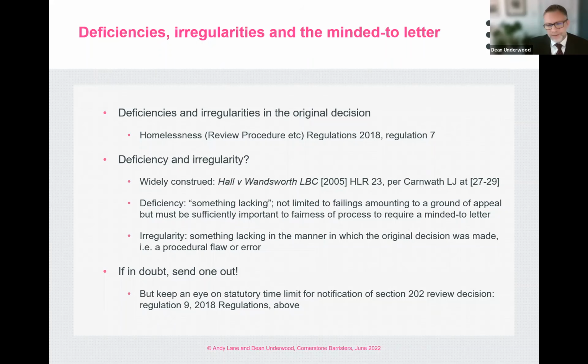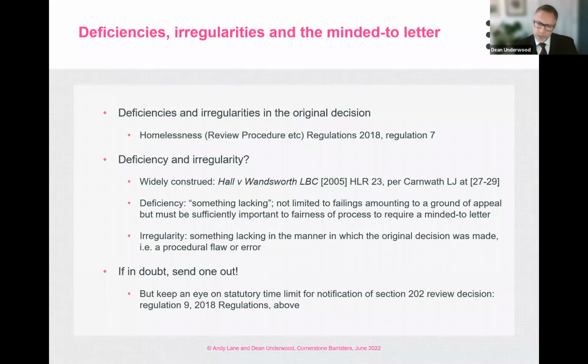So a deficiency is essentially something that is lacking in the original decision, and that will not necessarily be limited to failings which would, in the context of the later appeal, amount to a ground of appeal, but something which is sufficiently important to warrant the invocation of this procedural safeguard, and important to the fairness of the process to require a minded to letter. And an example of that might be, for example, where the review officer identifies that maybe an important authority was not considered by the original decision maker, and the omission of that from the original decision would be something lacking.